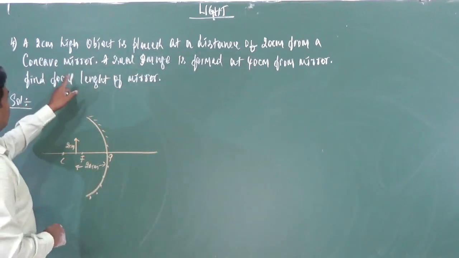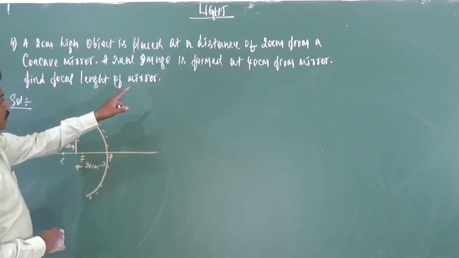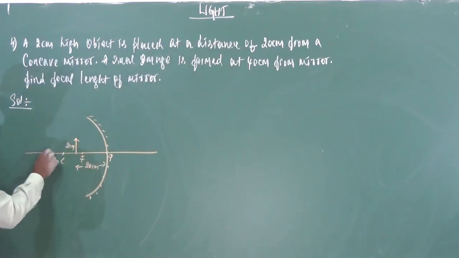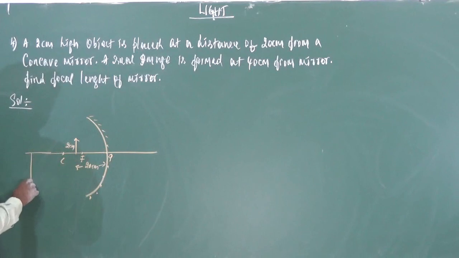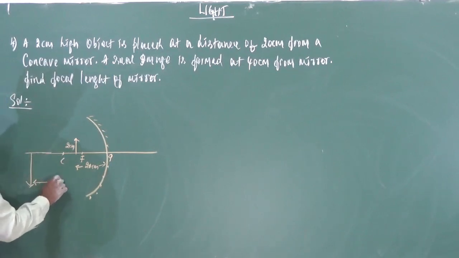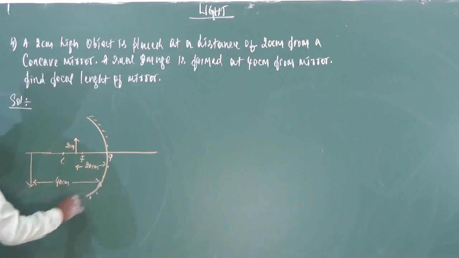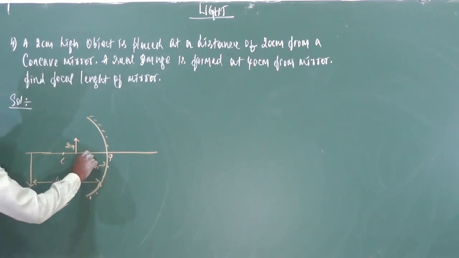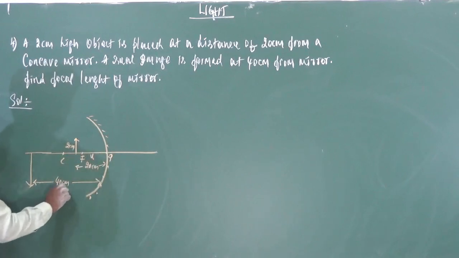Concave mirror. A real image is formed at 40 centimeter from the mirror. So the real image is formed at 40 centimeter means somewhere here the real image is formed. So this distance is 40 centimeters. So my diagram is quite okay to the data. So this is U value and this is V value.